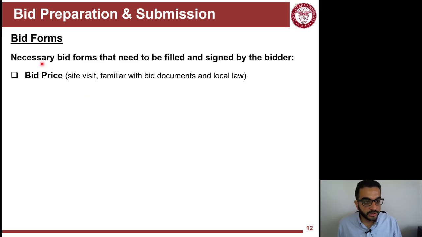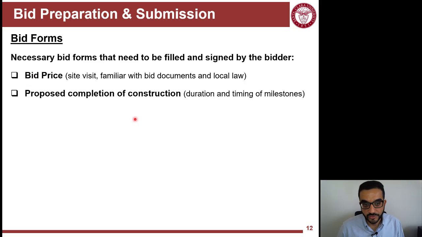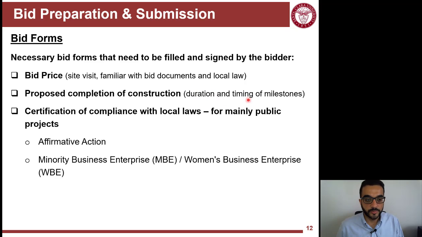The bid form here is a structured way to get the bid information summarized in a specific order, so those who are evaluating the bids will have an easier time, basically. The bid form will include the most important thing, the bid price, the dates for completing the project, and also certifications that some businesses are confirming with some local laws.